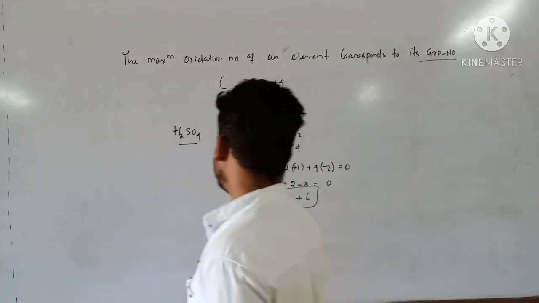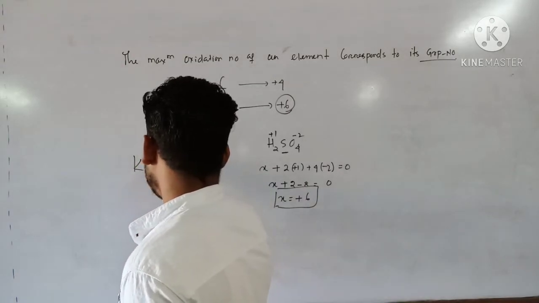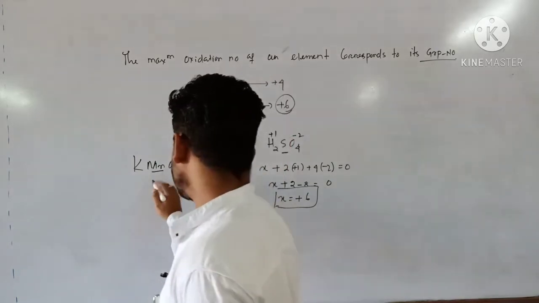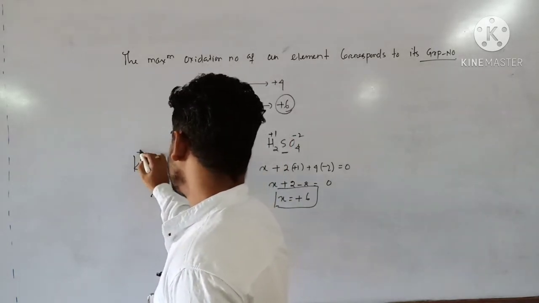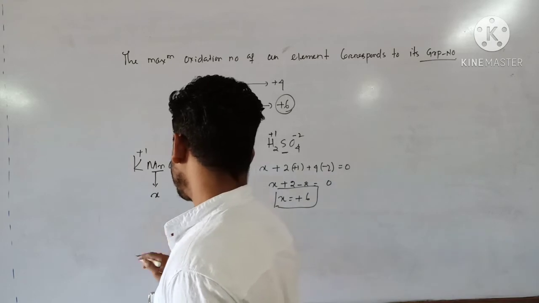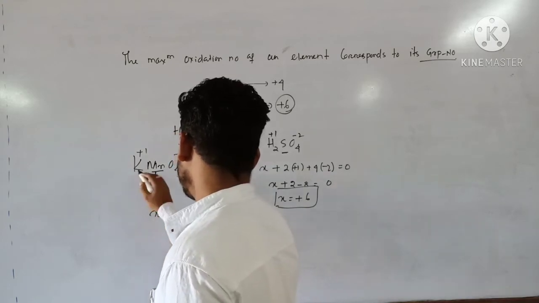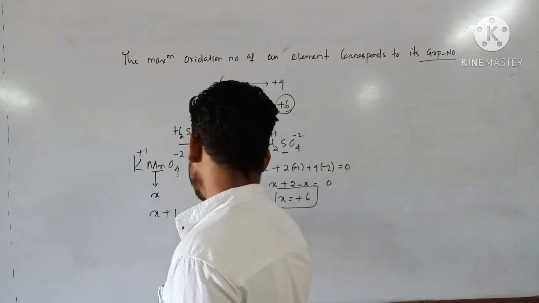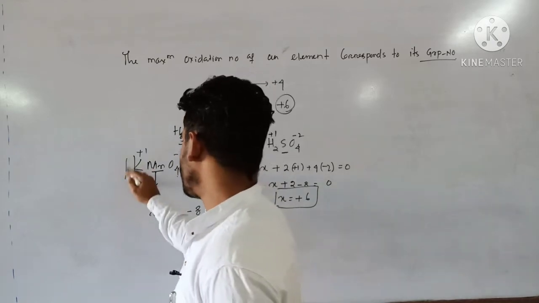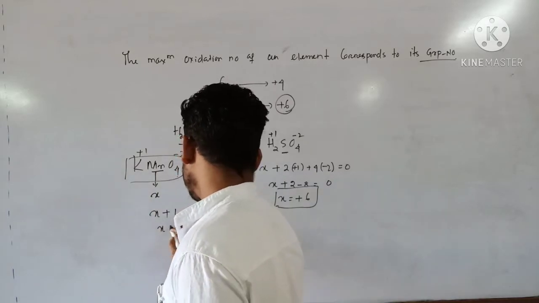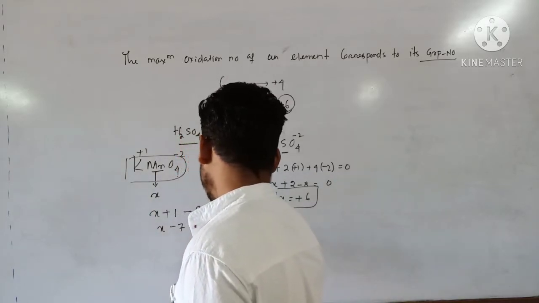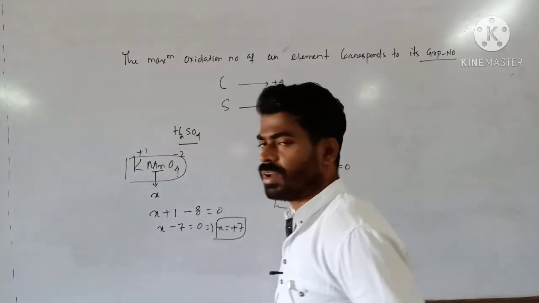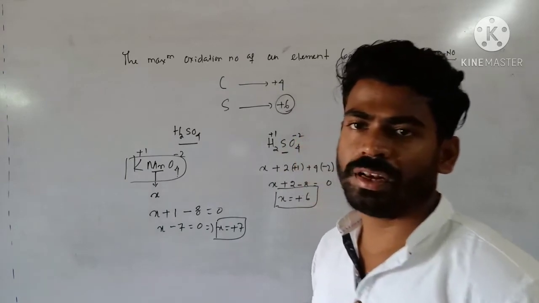Likewise, if I need to calculate the oxidation number of manganese in KMnO4, let the oxidation number of manganese be X. Potassium is +1, oxygen is -2. So how can you calculate? X plus 1 for potassium minus 8 equals 0, because the compound overall is neutral. So X minus 7 equals 0, which implies X equals +7. This is the oxidation number of manganese in KMnO4.